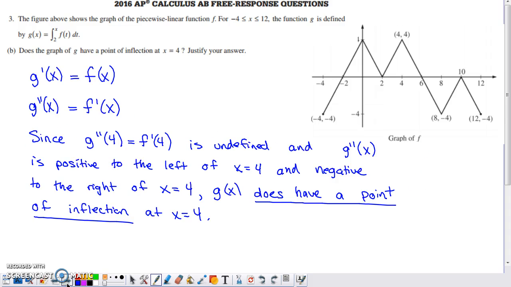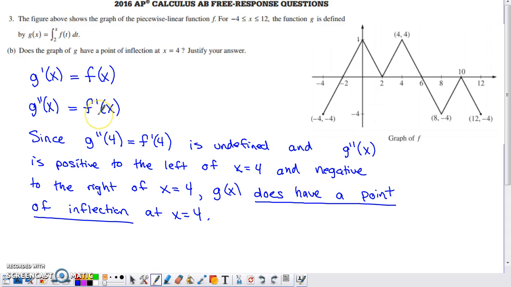Part B, similar sort of question, but now it's asking about an inflection point at 4. So here you'd have to think, all right, well, if I'm looking for an inflection point, I need to work with the second derivative because I need to show that I have a change in concavity at a certain location. So we had this from part A, g prime is equal to f. Well, taking the derivative of this side gives you g double prime. Taking the derivative of this side with respect to x gives you f prime. So the second derivative of g is actually equivalent to the first derivative of f.